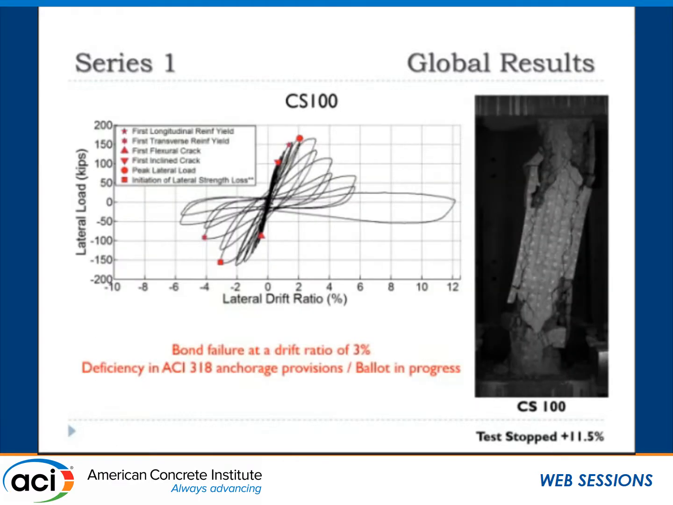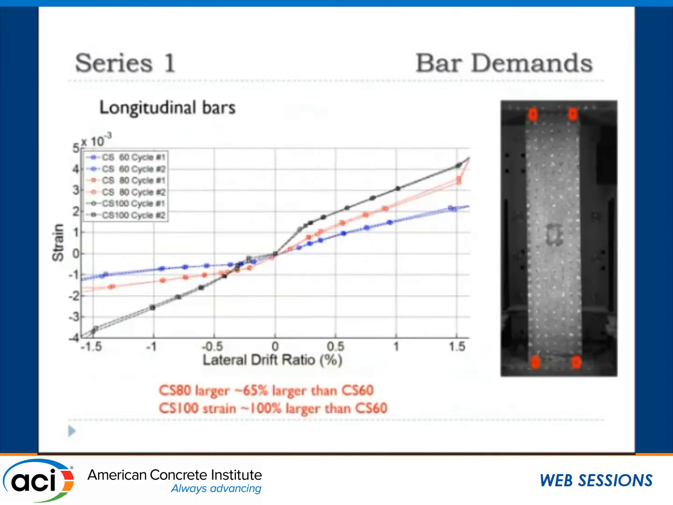Grade 100 failed by anchorage, even though those were nominally identical designs. We had 12 grade 60 number 10 bars, 12 number 9 grade 80 bars, and 12 number 8 grade 100 bars, equal strength. This one failed by anchorage failure along the length of the column. So this highlights that higher strength bars drive bigger bond forces, and there's currently a ballot in progress in 318 about this topic.